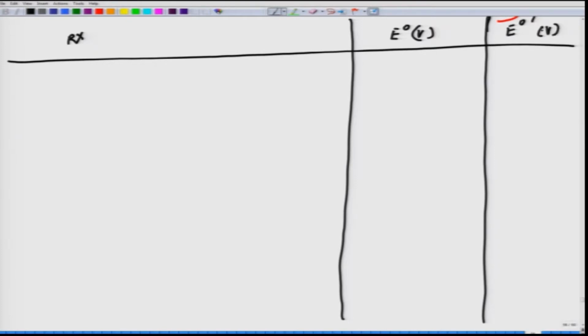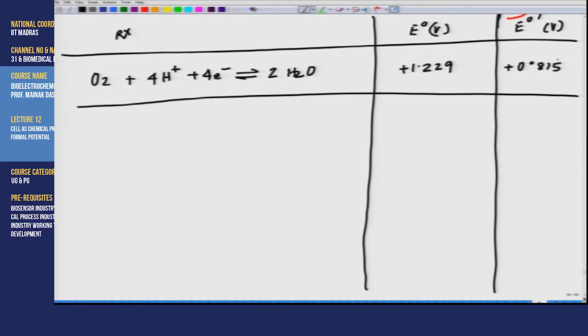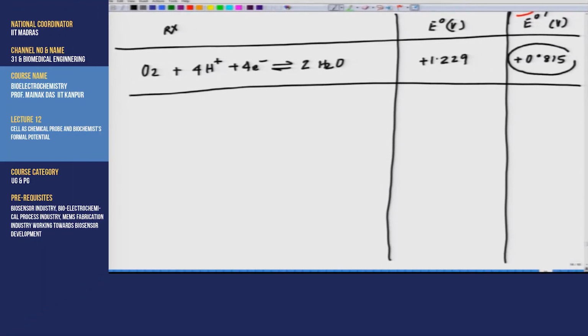Okay. Now, let us take the first reaction, oxygen plus 4H plus plus 4 electrons going to 2H2O, and the famous situation. If you get the E0 value of this, which is plus 1.229, whereas E0 prime in the biological module it is plus 0.815. So, this is where the water splitting happens. Okay. So, this is basically you are splitting the water.